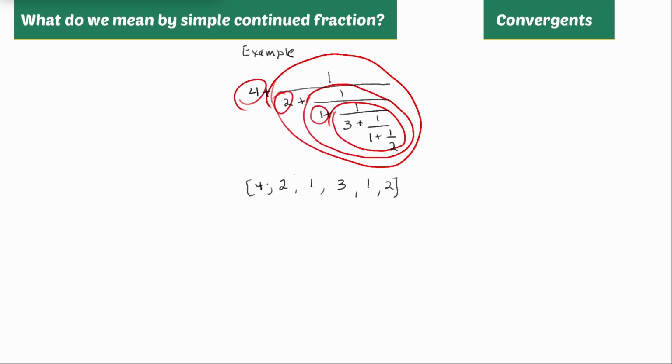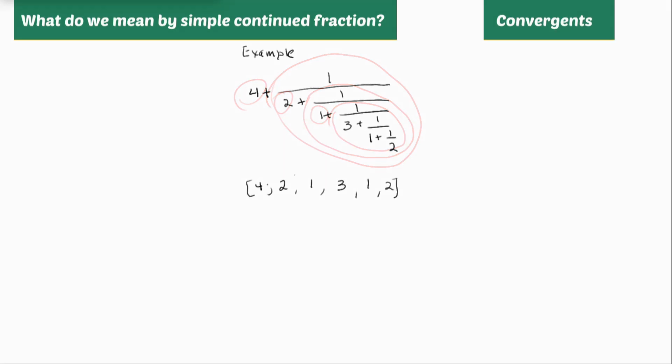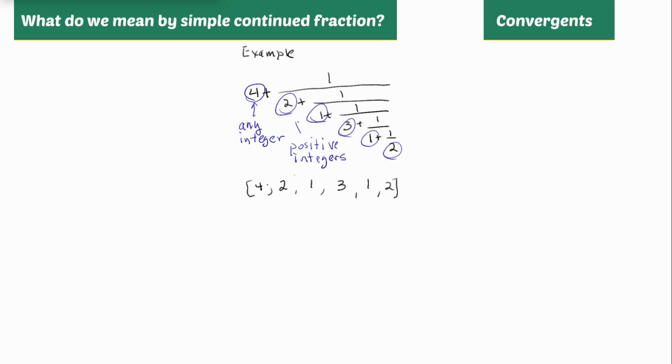But to be a simple continued fraction, there is more we have to say. Notice that all the numbers that appear are integers. In our example, they are all positive, but this first one can be any integer. It can be positive, negative, or 0. The rest of the numbers, though, have to be positive integers, and the numerators all equal positive 1.